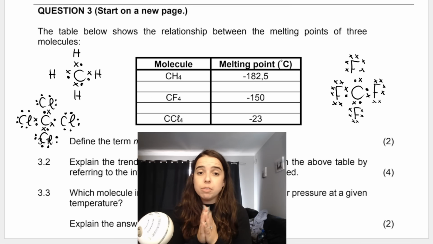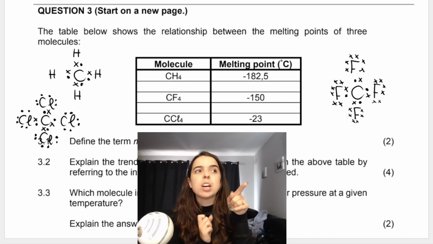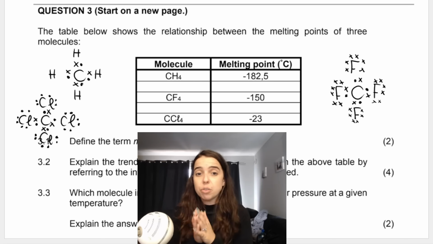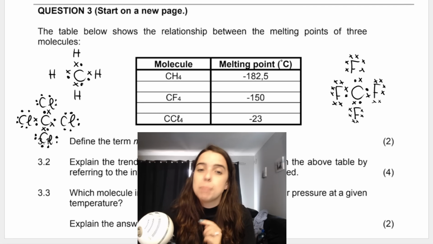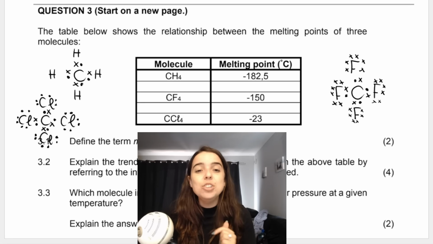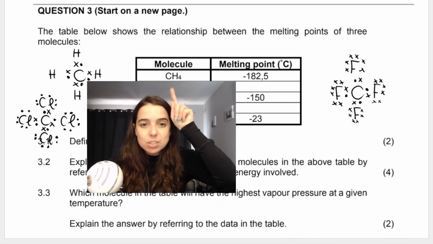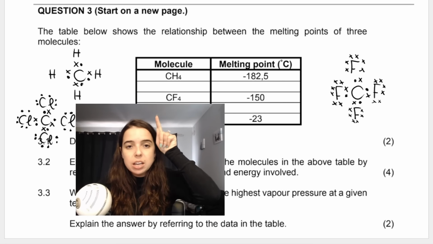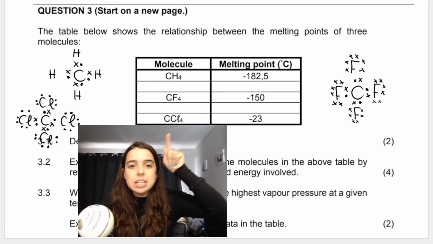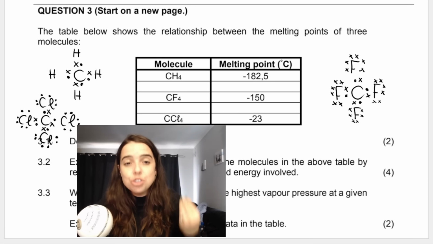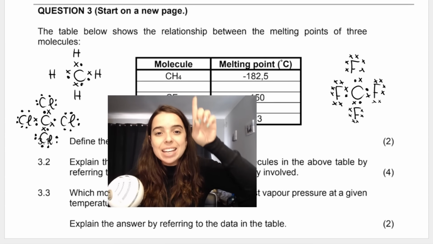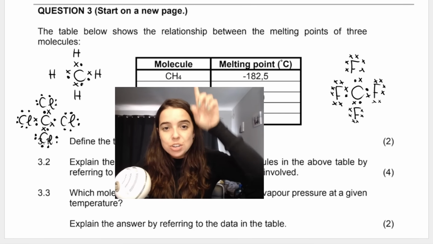Okay, so they all have London forces, so you can't tell me that one has hydrogen bonding, which is stronger, and that one has London forces. That's not why there's a difference. Your reasoning has to be based on something else. And what you need to base your reasoning on is molecular mass or molar mass. So if you work out the mass of this compound, CH4, then you do CF4, and then you do CCl4, you should see that the molecular mass increases as you go down.